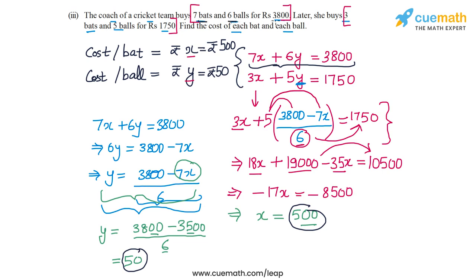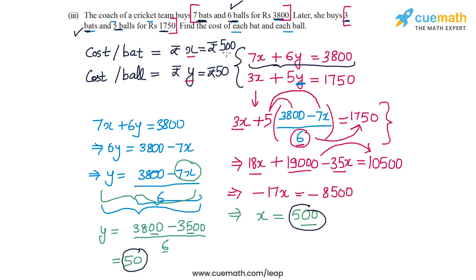7 bats and 6 balls should cost 3,800. So 7 bats will cost 3,500 and 6 balls will cost 300. And the total is 3,800. So the first piece of information gets validated. And then we have 3 bats which will cost 1,500 and 5 balls which will cost 250. So 1,500 plus 250 is 1,750. So we also find agreement with the second piece of information.